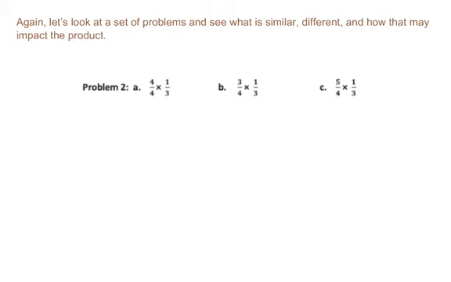We're going to take a look again at a set of problems. We're going to see what's similar, what's different, and how that may impact the product. Remember, we're going to compare the product to the constant factor. So I want to look for the constant factor in this set, and it's definitely 1/3. Now, let's see what we're multiplying by. We're multiplying by 4/4, 3/4, and 5/4.